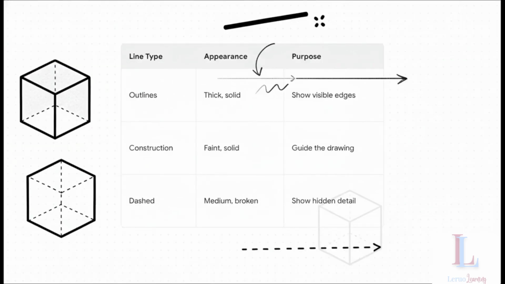You can think of line types like punctuation in a sentence. A thick, solid line, that's your full stop. It defines a clear, visible edge. But a dashed line, that's kind of like a whisper. It's showing you a hidden detail, an edge or feature that's definitely there, but you just can't see from that particular angle. And those faint construction lines are just your guides to make sure all the views line up perfectly.